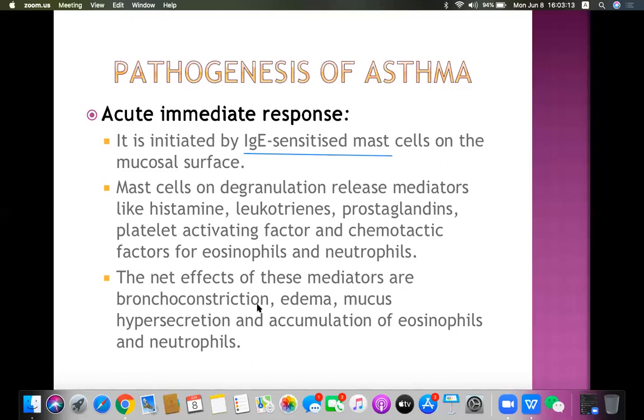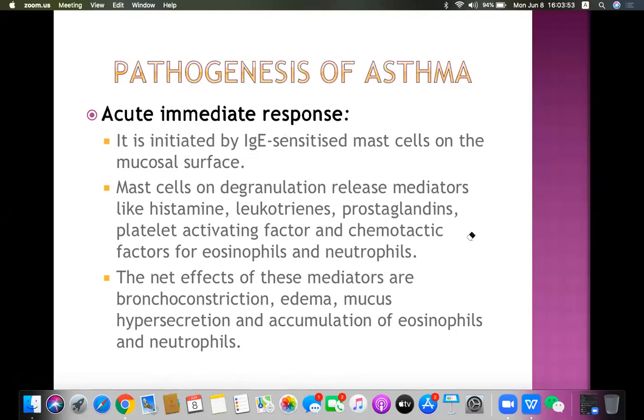That's why asthma patients will have difficulty to breathe. Edema of the airway will further narrow the airway. Hypersecretion of the mucus will further narrow the airway because of excessive collection of the mucus inside the airway lumen. And there is accumulation of eosinophils and neutrophils. That's why if I examine the sputum of a patient of bronchial asthma, I will get a lot of eosinophil deposition in the sputum. Neutrophils can also be there, but they are less important than eosinophils.